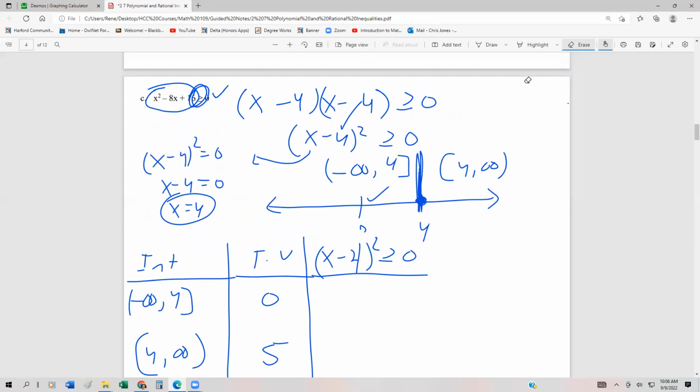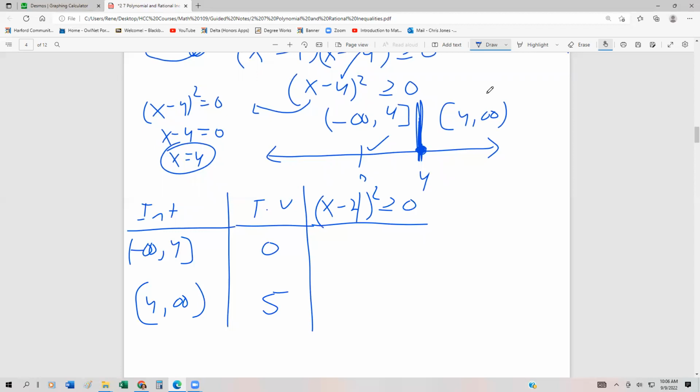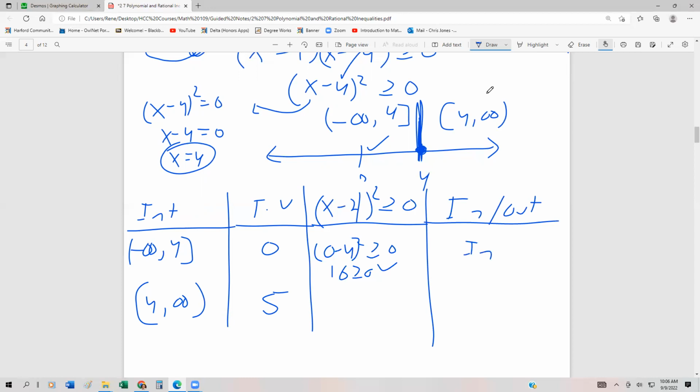Okay, so if I substitute 0 back in, I get 0 minus 4 squared greater than or equal to 0. All right, and that's going to give us 16 greater than or equal to 0. Okay, so that's in. So in or out, and this is going to be in. All right, so this is part of the solution set. And then over here, we substitute 5. 5 minus 4 squared greater than or equal to 0. 5 minus 4 is 1. 1 squared is 1. 1 greater than or equal to 0. That is also in. All right.